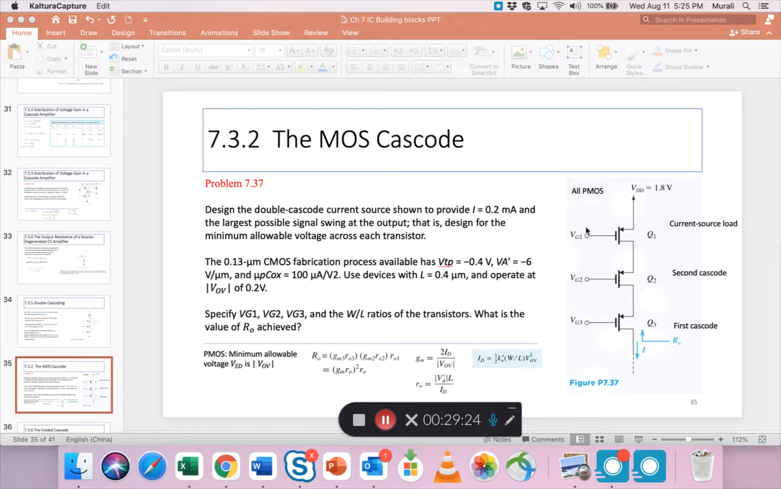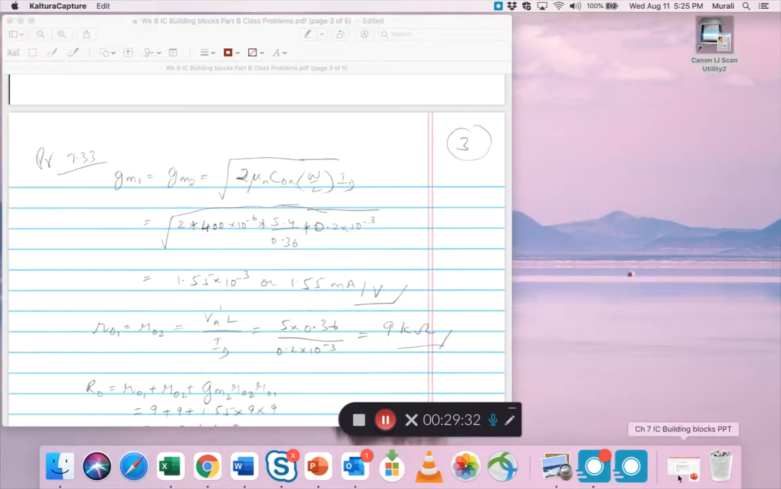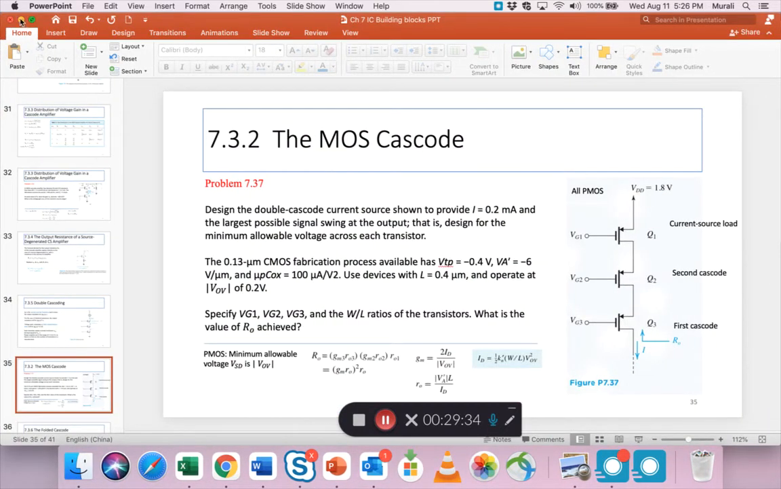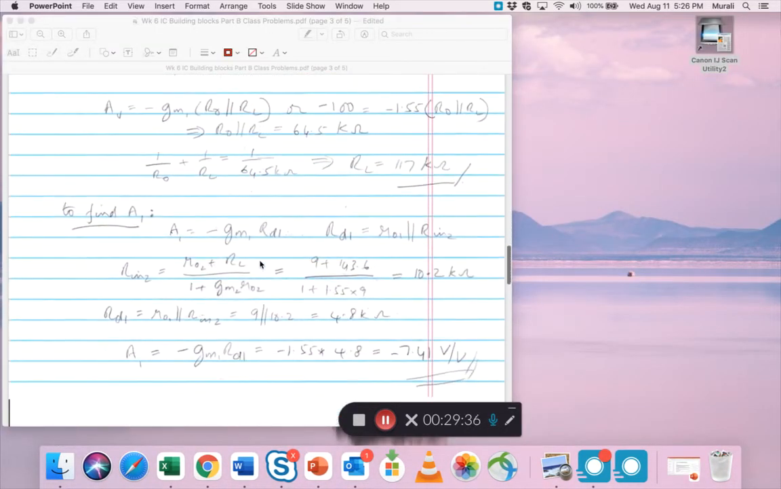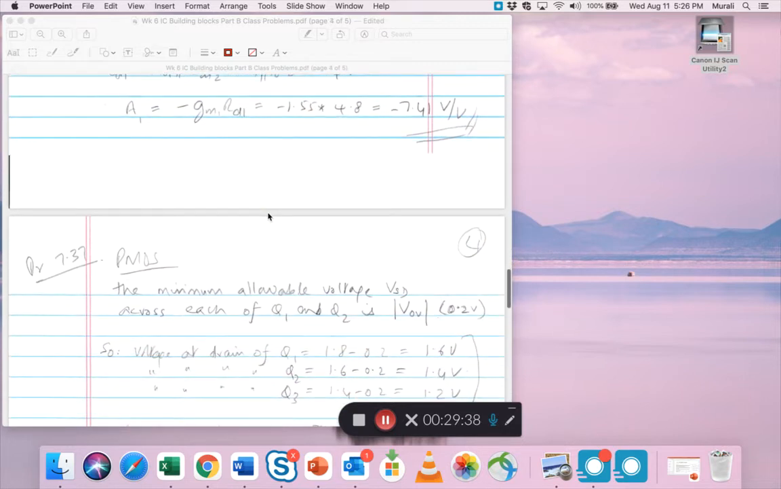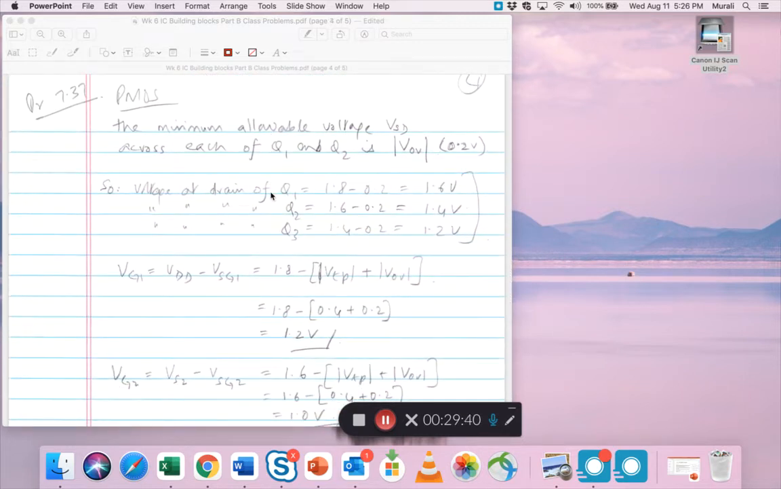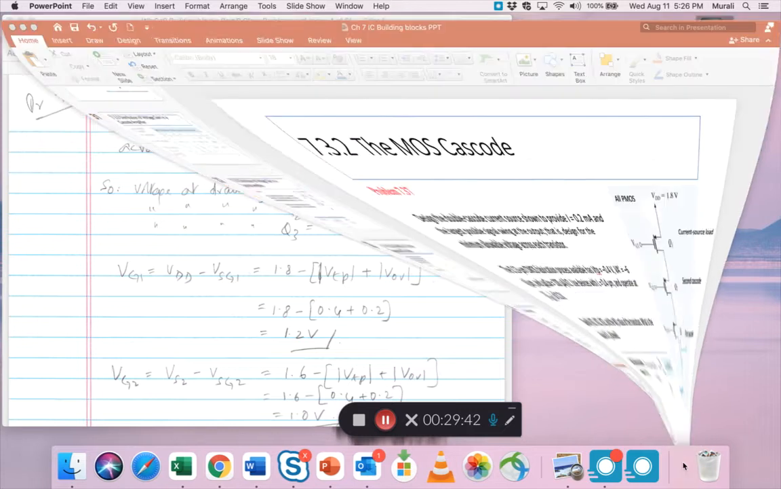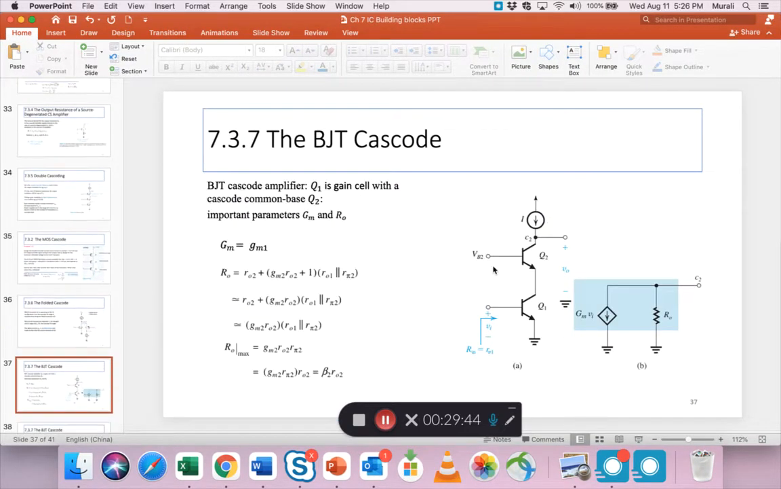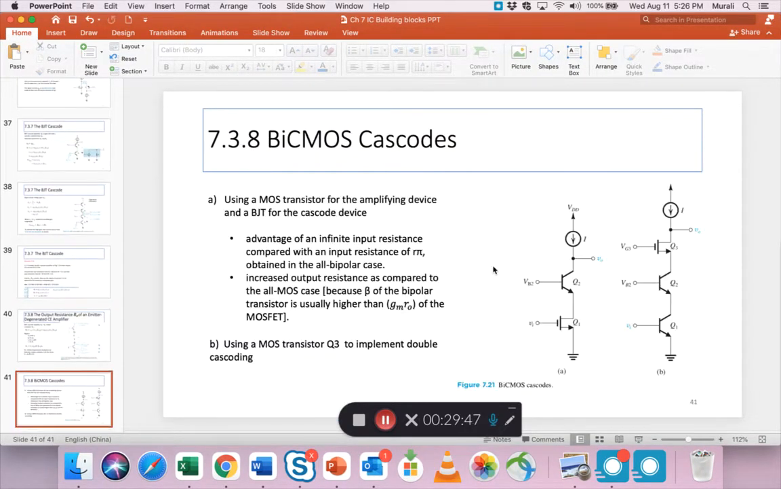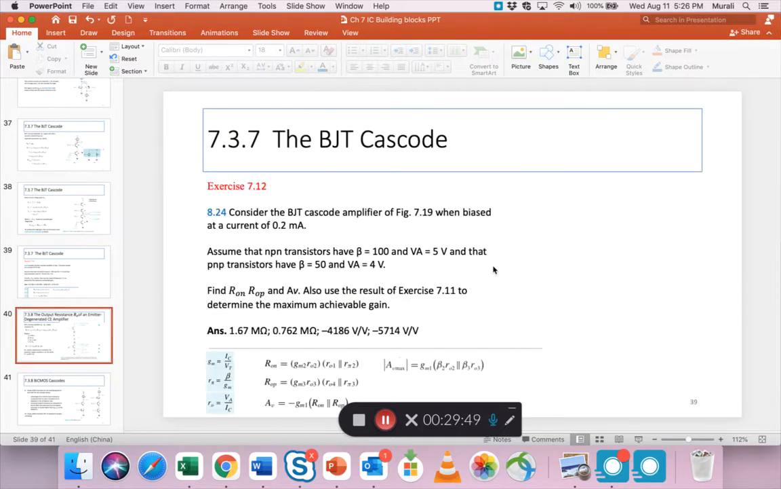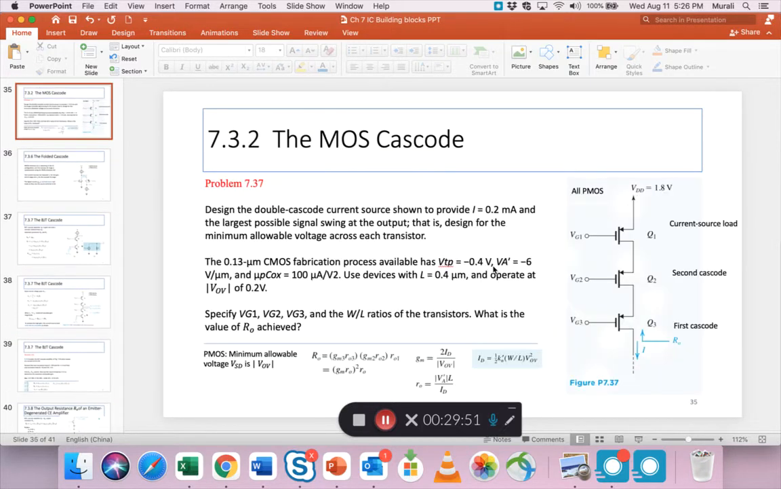Now, how to find the VG1, VG2? Sorry, I haven't shown the formulas, but it's in my notes. So let's go through it. 737, right? So let me get past this and we look at 737. So how many more problems do we have? 712. Oh, that's it. Only one more after this.